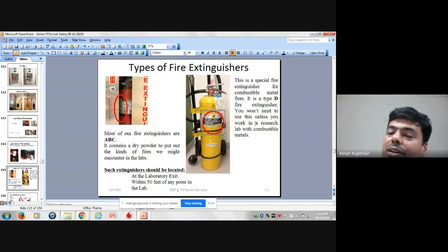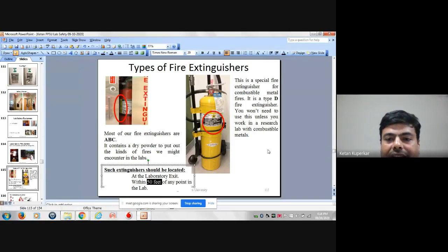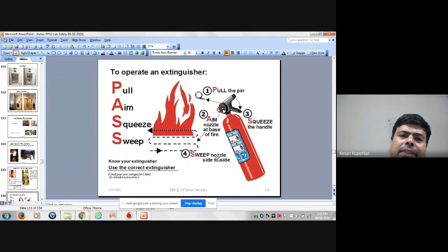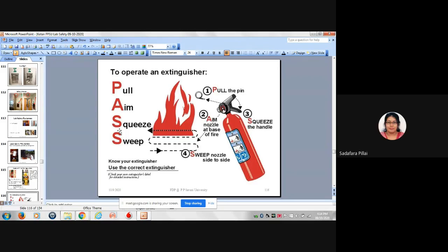Now D is labeled for metals; it is only to be used for combustible metal fires, whereas ABC is a dry powder, and it is to be installed within 50 feet of every point. So this is the fire extinguisher, and it follows the simplest way. It obeys an abbreviated form, PASS.